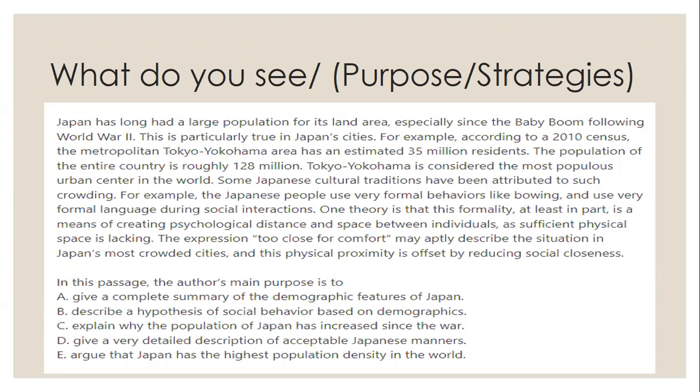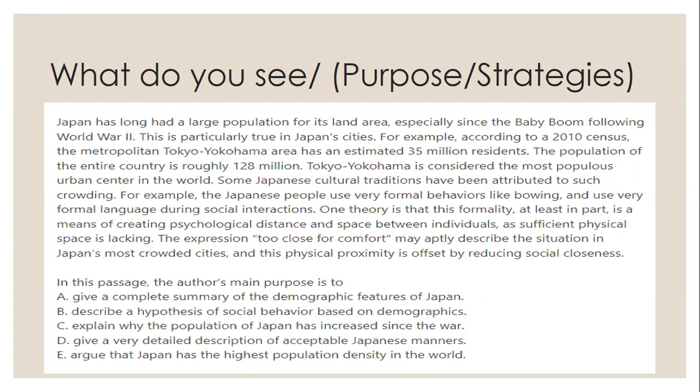I think a case can also be made that some Japanese cultural traditions have been attributed to such crowding, because everything that follows after the information about how many people live there is sort of explaining why Japanese people are so formal in their interaction. Because they're so jammed up everywhere else, they try to maintain this distance by being formal and bowing and doing all of these things. So it takes some practice, but that's why we can't give hard and fast rules about where the topic sentence or the thesis is going to be. You really have to look at the passage, or the paragraph in this case, as a whole.